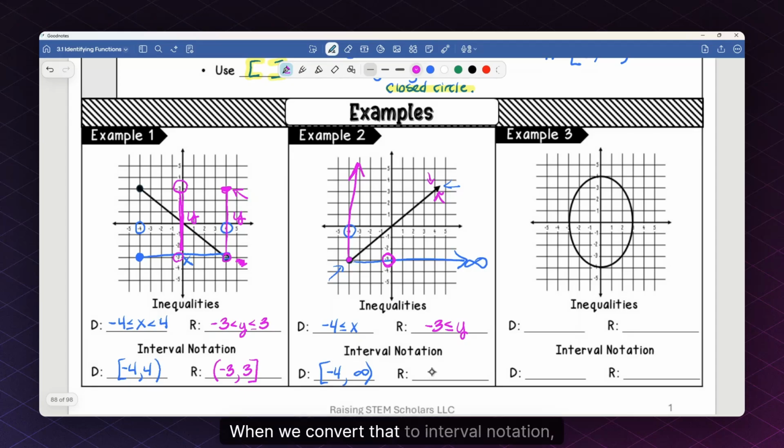So that's what that's telling us. When we convert that to interval notation, we're going to put -3. Now, this is going up to positive infinity in the y direction, so we can put that. The filled-in circle is going to have that bracket. And because it's infinity, it's going to be open.